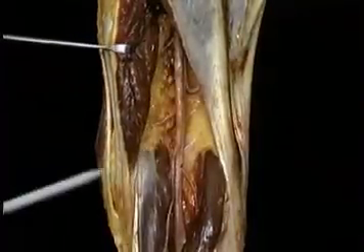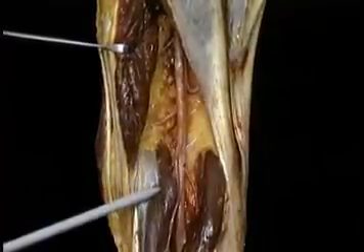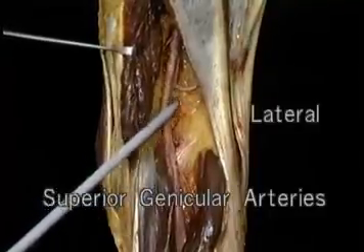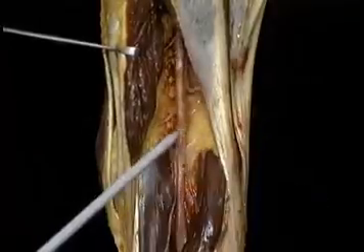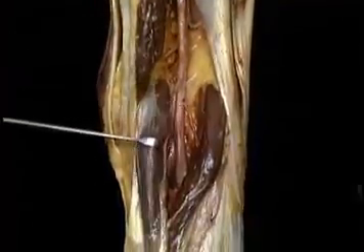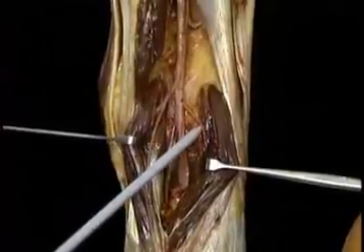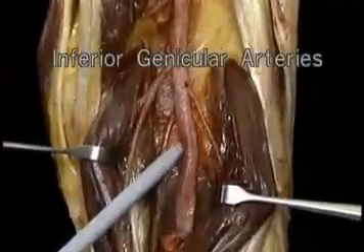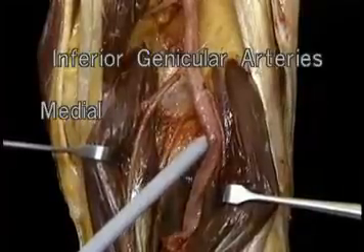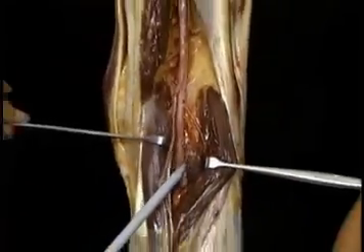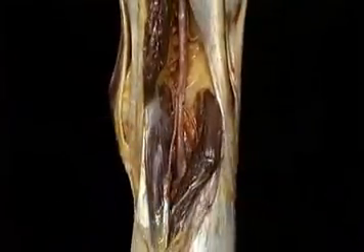Above the knee, which is just here, the popliteal artery gives off these two superior genicular arteries, lateral and medial. At the knee, it gives off these branches to the two heads of gastrocnemius. And below the knee, it gives off these two inferior genicular arteries, medial and lateral. The popliteal artery then disappears deep to the two heads of gastrocnemius. We'll see where the vessels go from there in the next section.